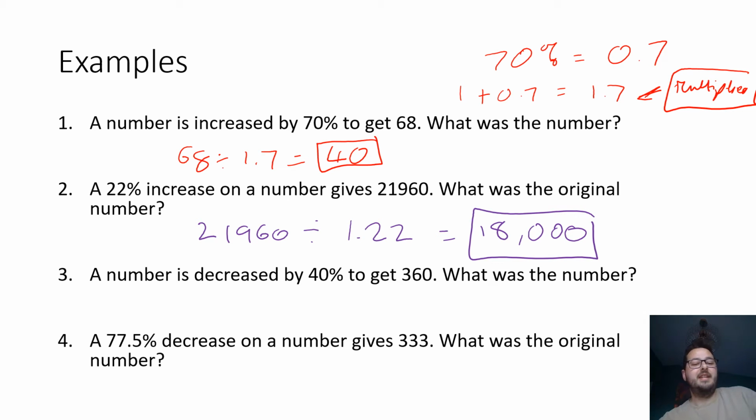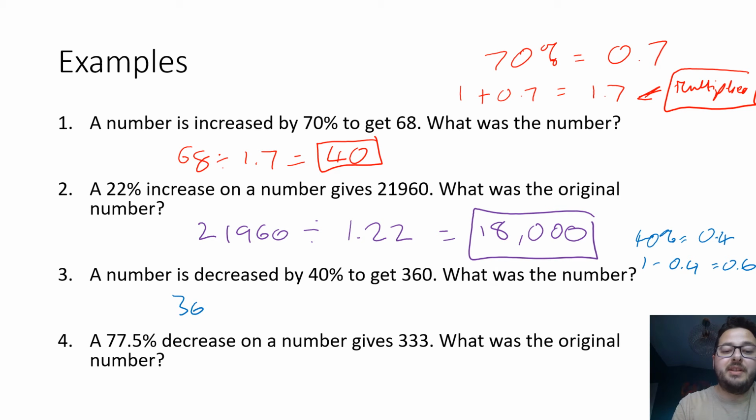All right, next. This says a number is decreased by 40% to get 360. What was the number? Just a bit more detail again. 40% is the same as 0.4. Because it decreases, we want to do 1 minus 0.4, which is 0.6. So that's our multiplier. We want to do 360 going backwards divided by 0.6, and that gives us 600.